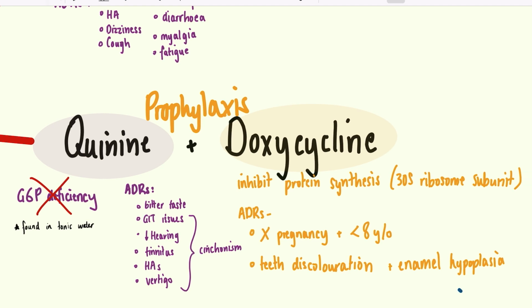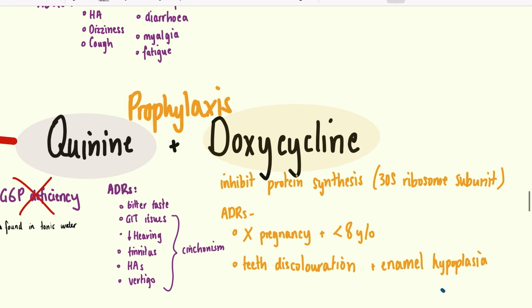Doxycycline, in terms of adverse drug reactions, cannot be used in pregnancy and in kids less than 8 because it can cause teeth discoloration and enamel hypoplasia.